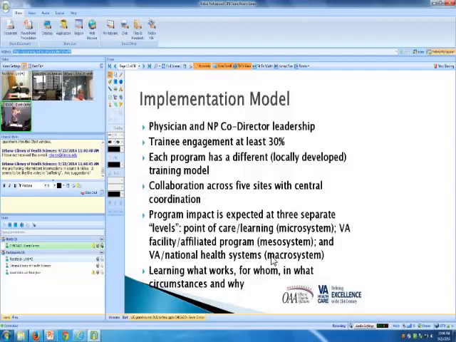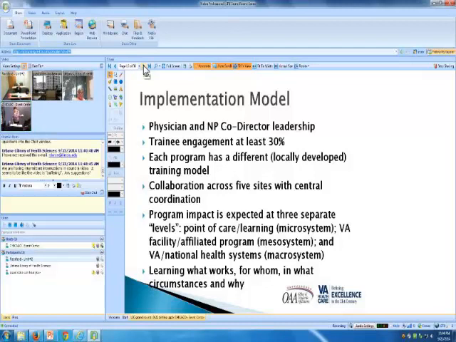If you go back to that eyeball shape, we hope that at the point of care and learning, which is the microsystem, is impacted. So we also look at the mesosystem, that would be the facility and the academic partner, and then how we've spread nationally. So that's how we base our evaluation, and it's really a realist evaluation, and it's learning what works for whom, when, in what circumstances, and why. So that's the approach to the evaluation.